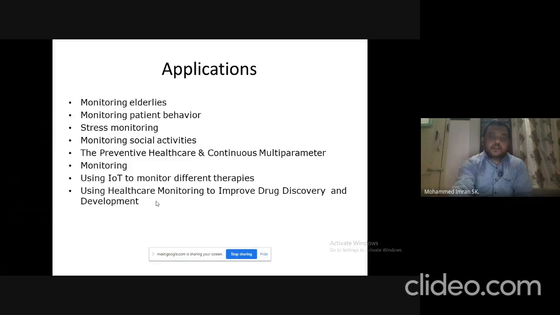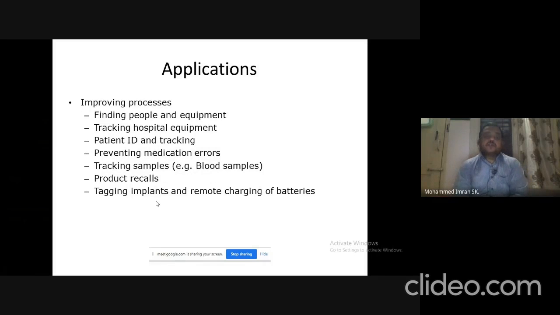Again, we have improving processes, like finding people and equipment by tracking the location. First, setting a particular device to some location based upon the sensing. Next, tracking the hospital equipment, where the administrator will have these controls. Next, patient ID and tracking. Some device will be attached to the hand or the leg, and they'll be tracking the patient details.